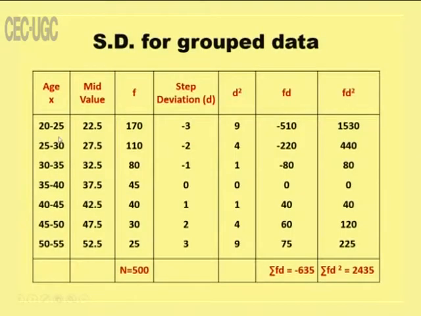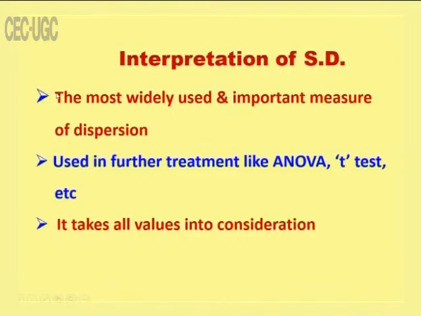That means the age starting from 20 to 55, and therefore, on an average, it is ranging on both sides by 9 years. That is the standard deviation. That is the meaning of this term. And now, how to interpret the standard deviation?